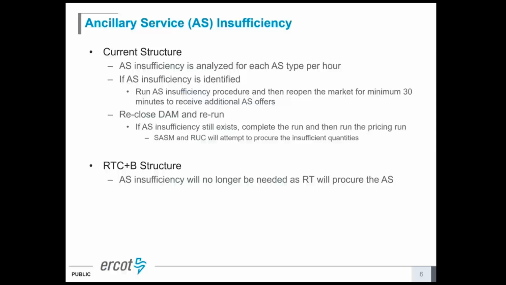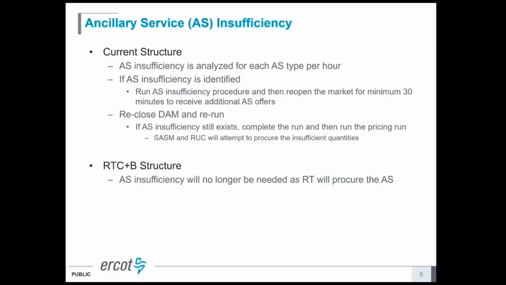Let's now discuss ancillary service insufficiency. In today's structure, DAM procures AS for real-time. If AS insufficiency is identified, ERCOT will execute its AS insufficiency procedure, which includes publishing insufficiency quantities for each AS type. We then reopen the DAM market for a minimum of 30 minutes. This allows for the market to adjust or submit additional AS. When time has elapsed, the DAM will reclose and ERCOT will rerun the DAM with all additional AS submissions.